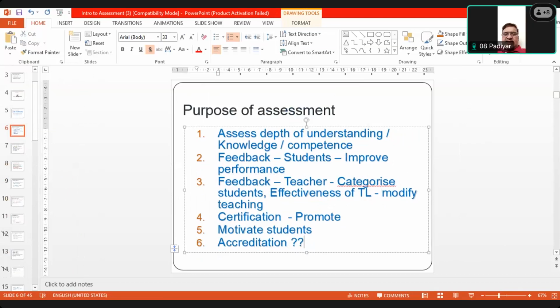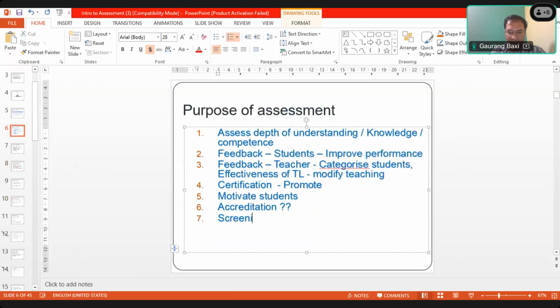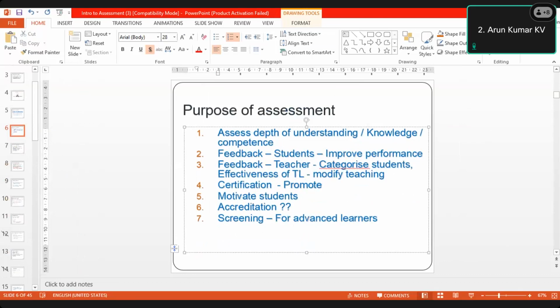Sir, can we add screening of students for competitive examination? Yes, definitely, screening. That would be an offshoot of this, identifying the different levels of students. Sir, it also helps in developing a newer curricular matrix. In what way, sir? How will assessment help in devising new curriculum methods?